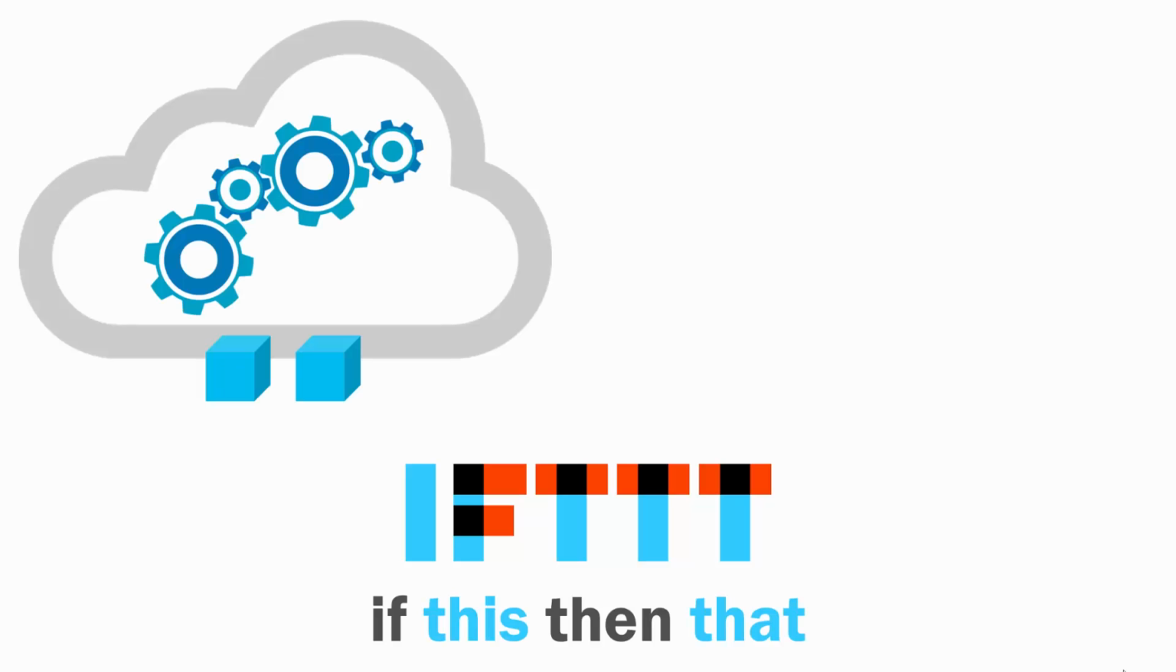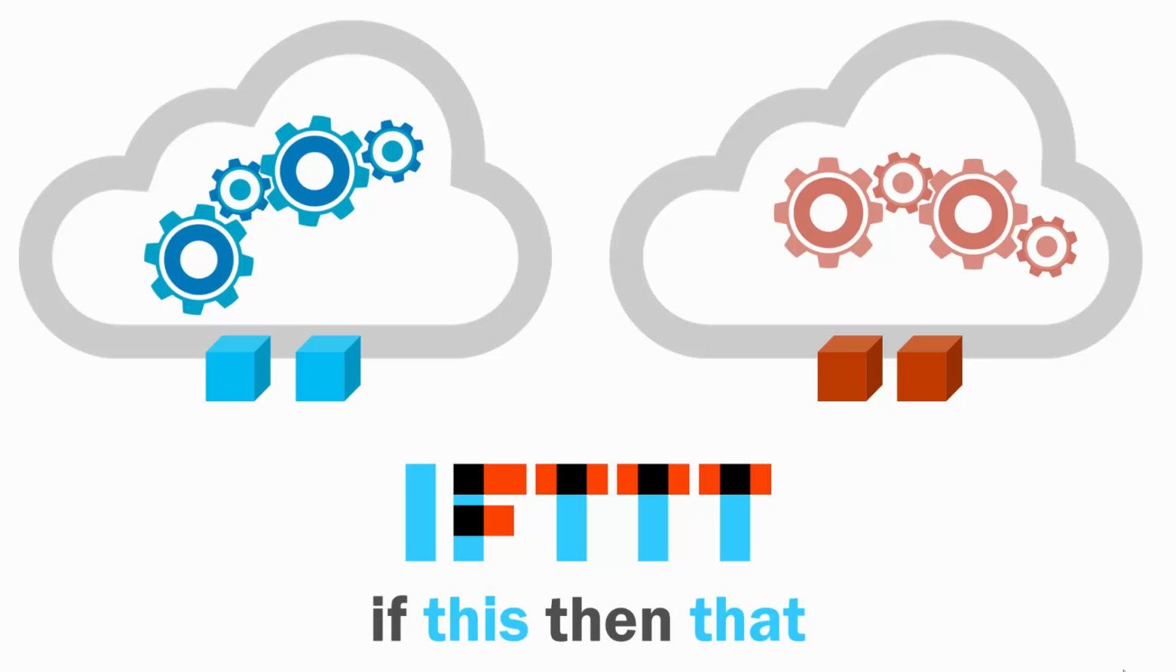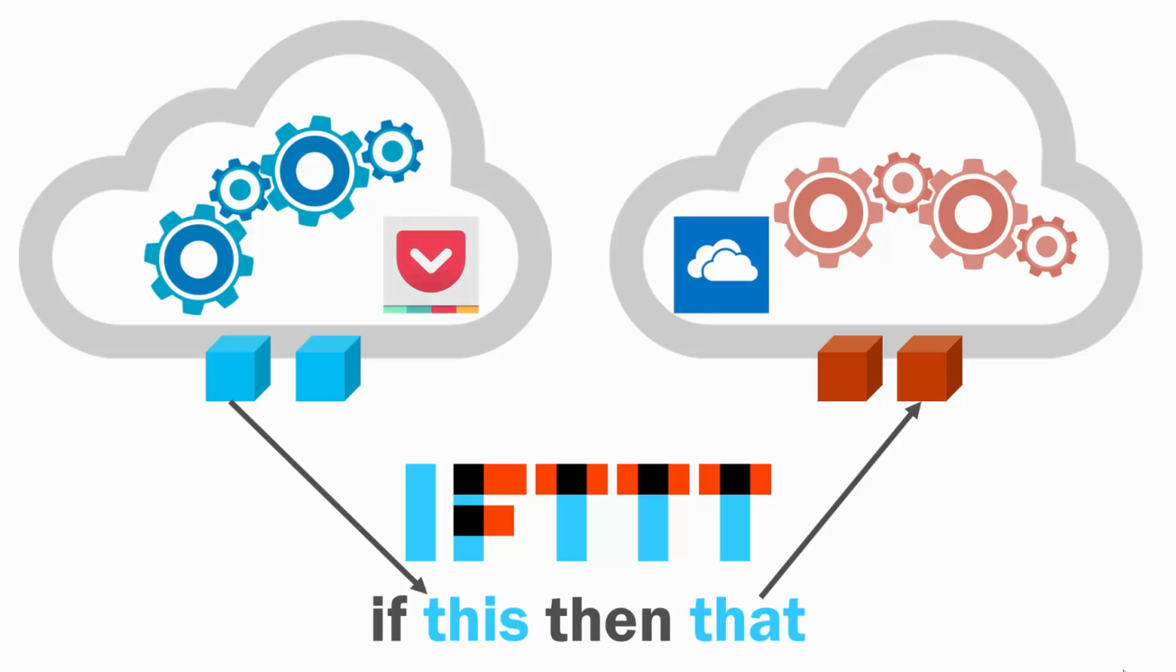IFTTT, or If This, Then That, is a popular web service that allows you to connect two other web services so that together they do something that neither does on its own. IFTTT watches one service, and if something happens, then it does something in that other service. In this scenario, we're going to connect Pocket and OneDrive.